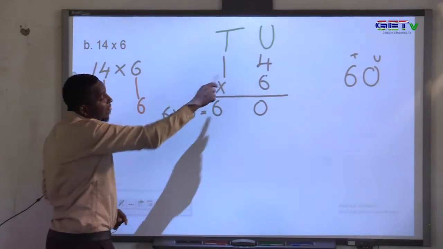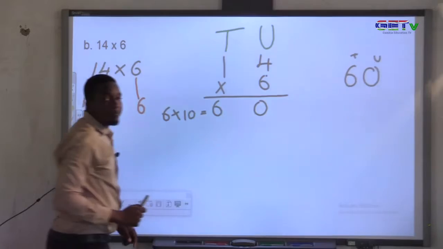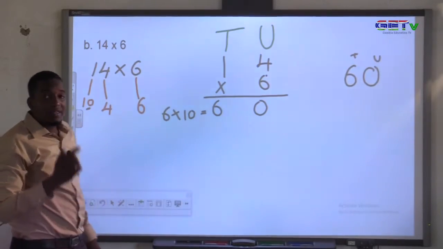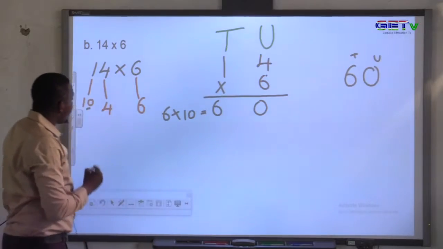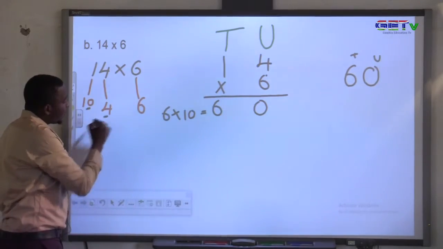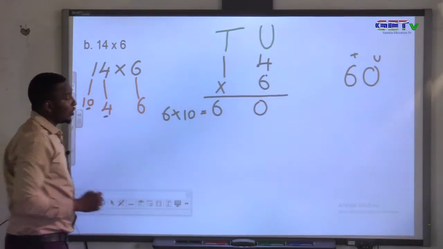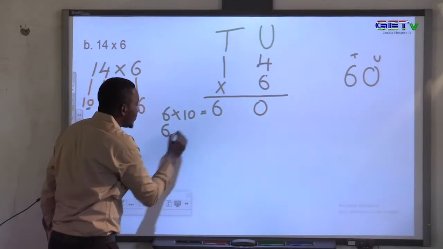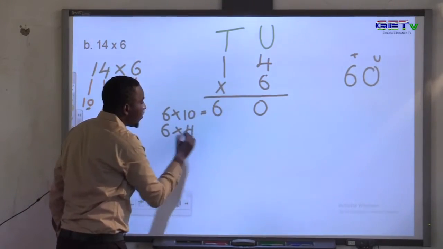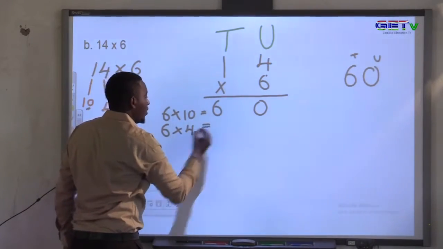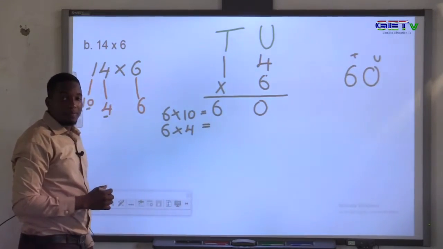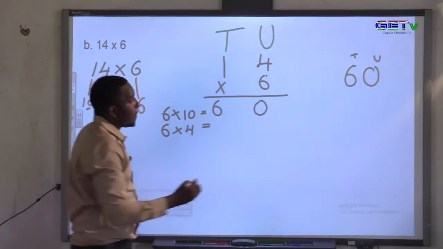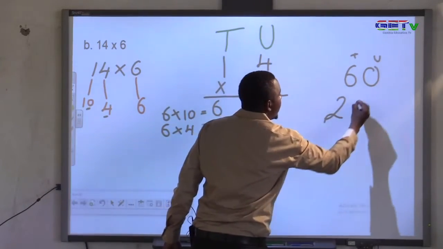Well, the unit that we have there is 4. So we are going to multiply 6 by the value of 4. Remember, we said the value of 4 is just 4. So we are going to have 6 times 4. What is 6 times 4? 6 times 4 is 24.